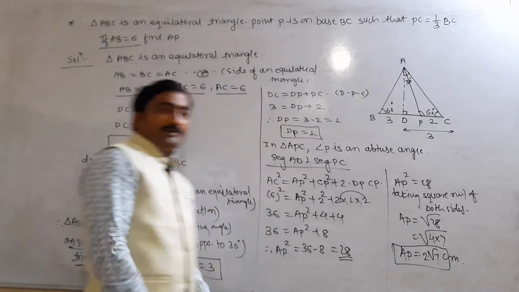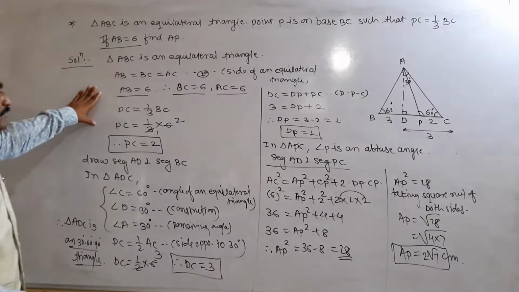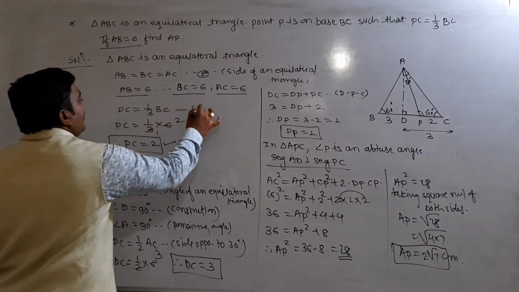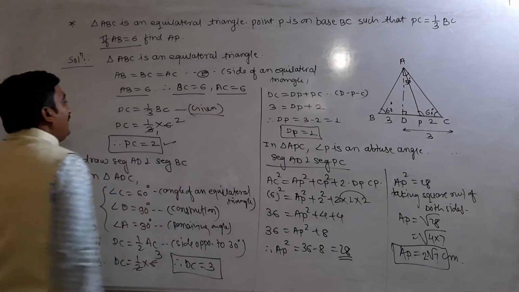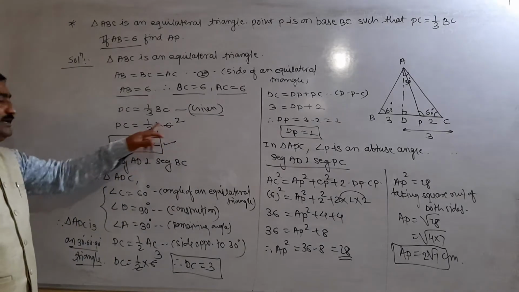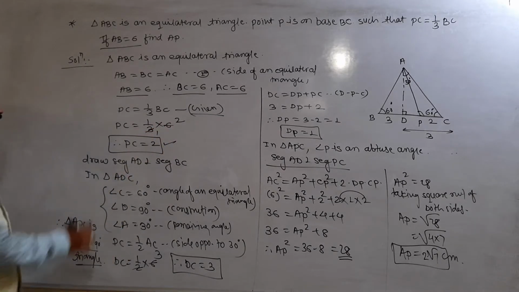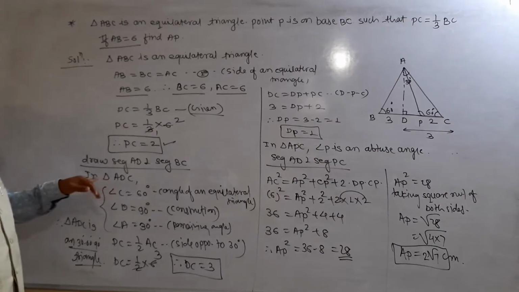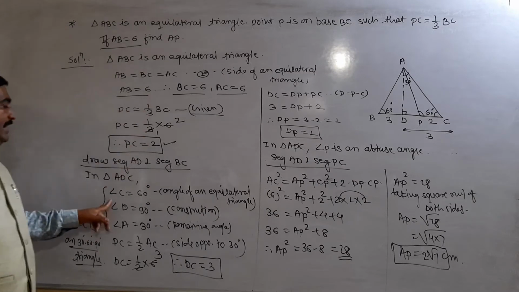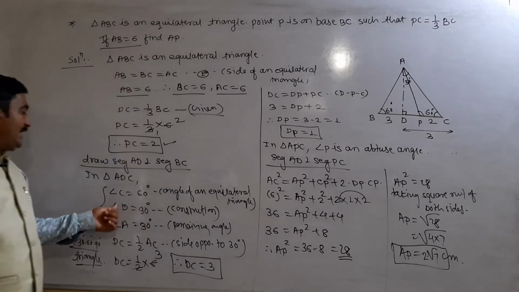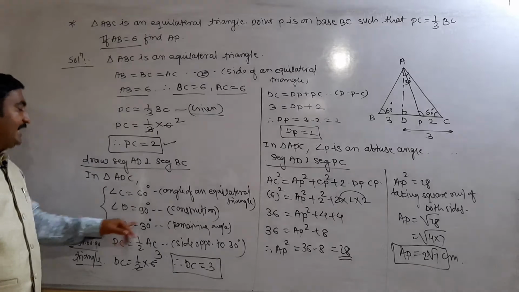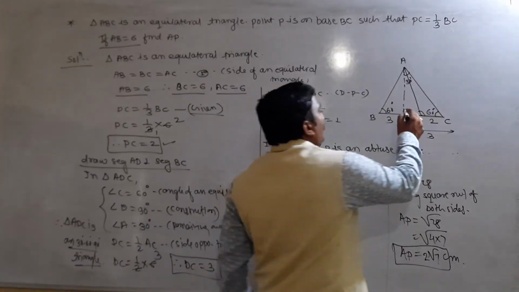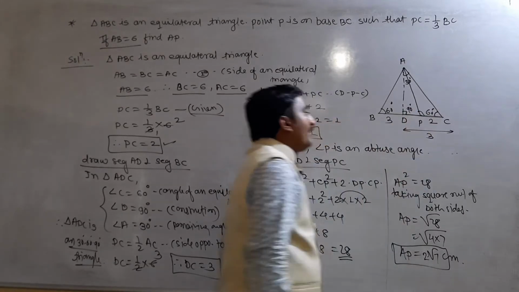So remember that repeatedly. First we have to calculate PC. PC is equal to 2 because we are given the condition PC is equal to 1 by 2 BC. BC is 6, so PC is equal to 2. Draw segment AD perpendicular to segment BC. Then in triangle ADC, angle C is equal to 60, angle D is equal to 90 and angle A is equal to 30. Here 90, here 60 and here 30.